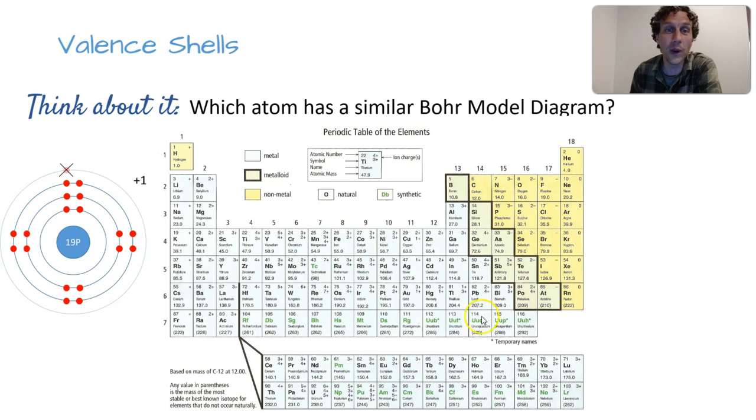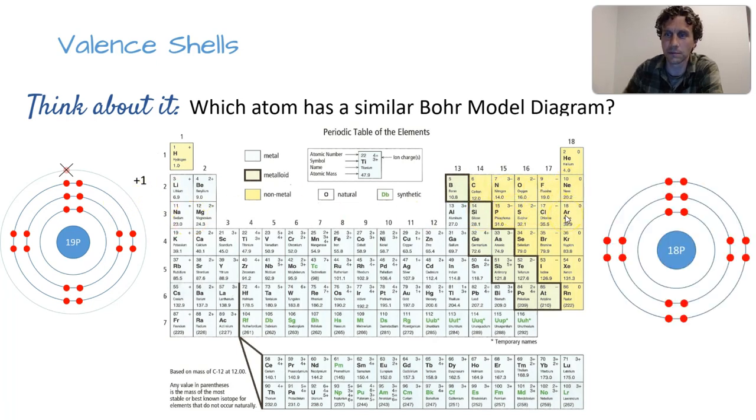Which atom has a similar Bohr model diagram to a potassium ion? Here's potassium, element number 19. Still has 19 protons, but now it has an electron arrangement of 2, 8, 8. So which other element has an electron arrangement like 2, 8, 8? If you look on the periodic table, that would be over here. We got 2, 8, 8. That is argon. There it is, element number 18. 2 on the first shell, 8 on the second shell, 8 on the third shell.